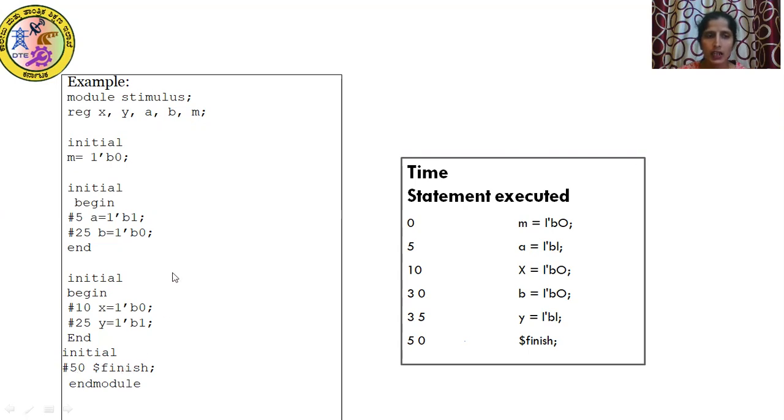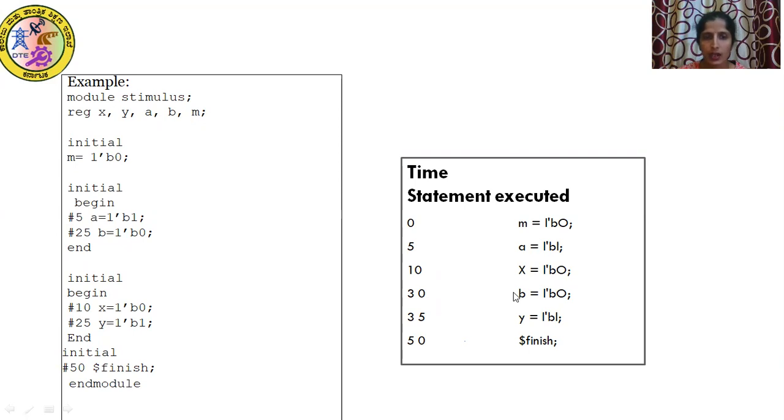So here, if we see the time of execution of each of the statements in this example, the statement yum is equal to 1-bit binary 0 will be executed at 0th instant of time. Whereas the statement a is equal to 1-bit binary 1, since it is associated with a delay of 5 time units, will be executed at 5 units of time. Then the next statement associated with higher delay is x is equal to 1-bit binary 0 with a delay of 10 time units, and hence this statement will be executed after 10 units of time.